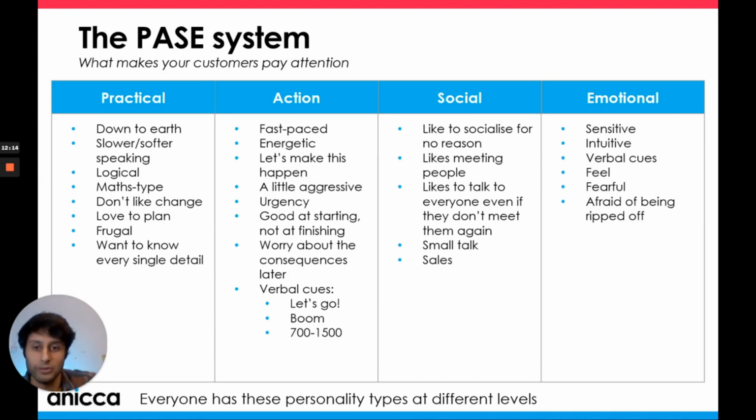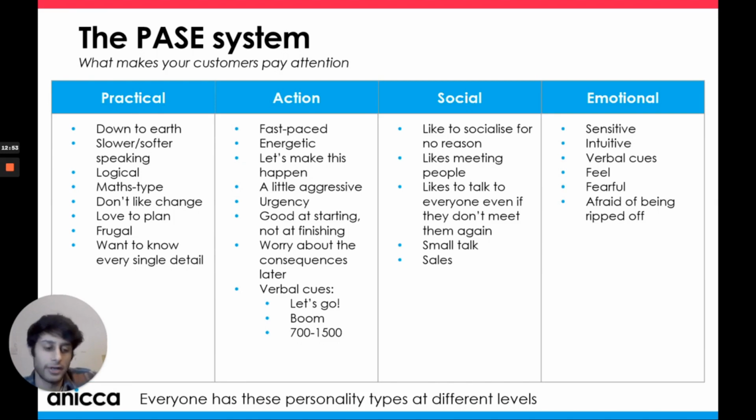And you've got action people who are fast paced, energetic, they like to make things happen, they're a little aggressive, they have lots of urgency, they're good at starting things but not good at finishing things, and they worry about the consequences later. If you want to appeal to action people, you want to have certain verbal cues like "boom", "let's go", and stuff like that. That really can help get them going. That kind of intensity, that kind of delivery, that kind of energy. They're not as frugal as practical people.